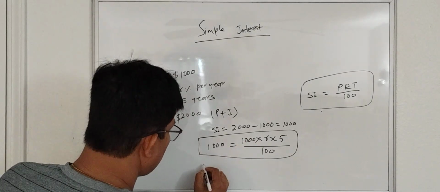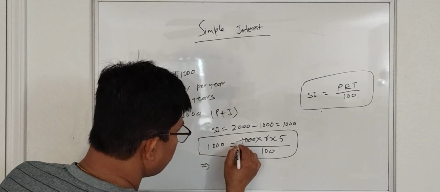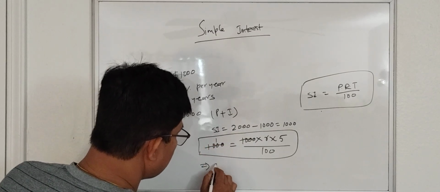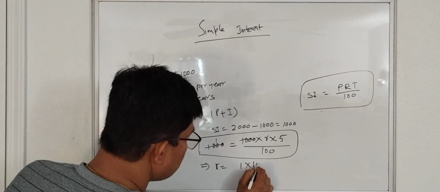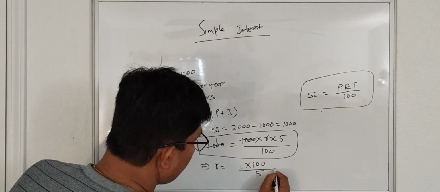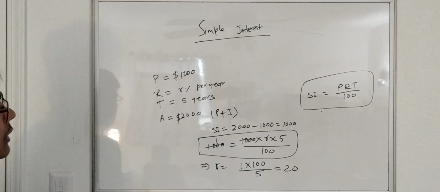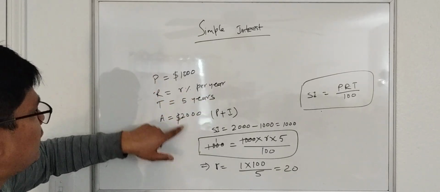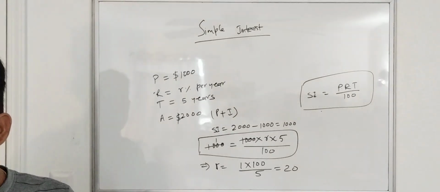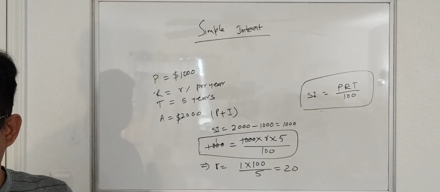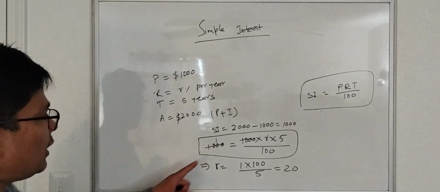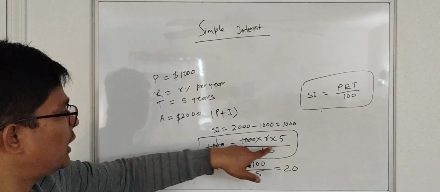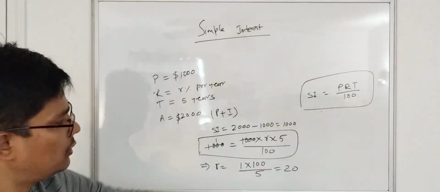What I will do, I will just solve it. So R will be, so 1,000 will be cancelled out. It will be 1. So 1 R will be 1 times 100 divided by 5, which is 20. So if the bank is giving you 20% per annum interest rate, your money will double in 5 years, if the interest is simple interest, okay. So see, R was not given. I converted this into an equation using that formula.